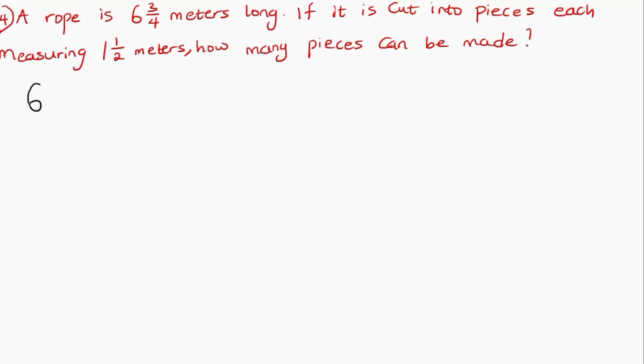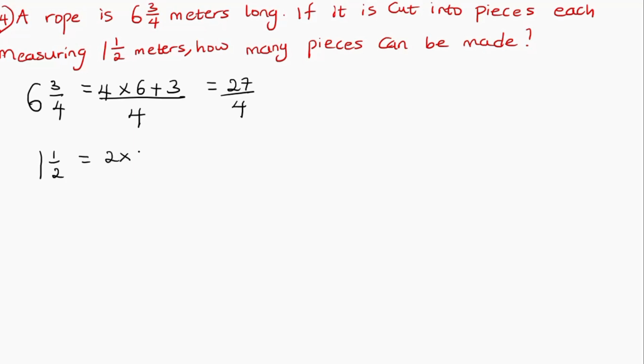So we have this to be 6 3/4. Converting to improper fraction is 4 times 6 plus 3 over 4, and this becomes 4 times 6, 24. 24 plus 3 becomes 27 over 4. So we simply just convert this right here. We have 1 1/2, and this becomes 2 times 1 plus 1 over 2, and this is 2 times 1, 2. 2 plus 1 is 3 over 2.